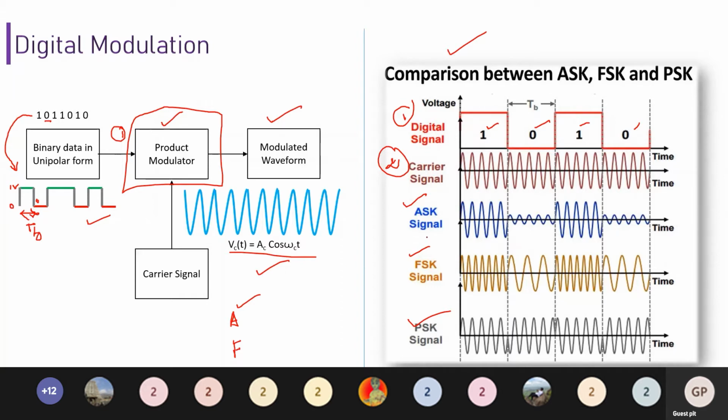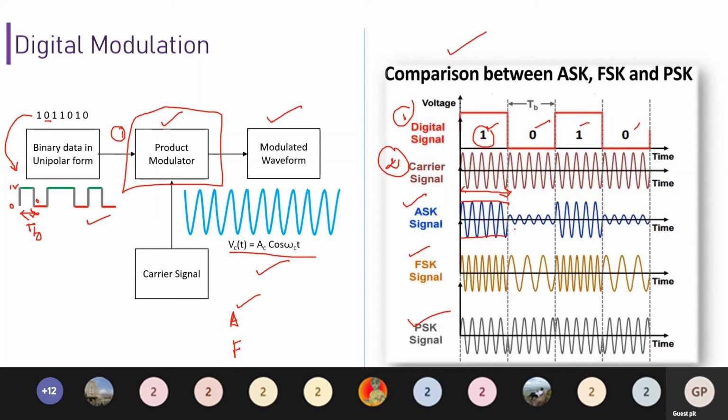Here in ASK, amplitude shift keying, for digital modulation, whenever we have logic 1, we take the same carrier signal and represent it without changing the amplitude. With respect to this constant amplitude value, we take the carrier and represent it for ASK for logic 1.